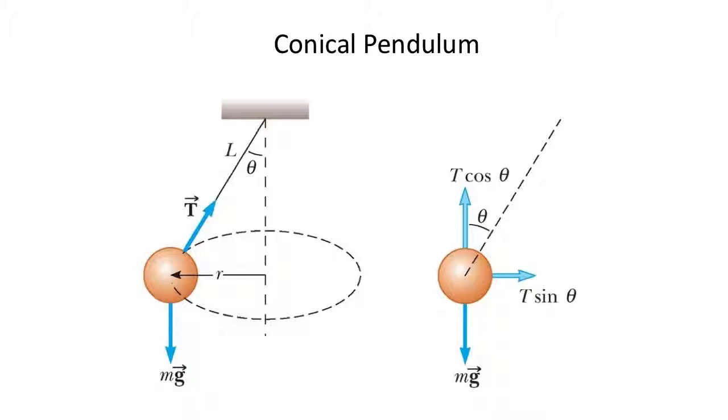Which one's pulling it towards the center of the circle? T sine theta. Do you see that hidden in this picture? I draw this ball spinning around in a conical pendulum. We know that if there's uniform circular motion, even if I knew nothing about the rope or the angle of that rope, I have to have a force pulling inward towards the center of the circle. And in this problem, it's T sine theta.